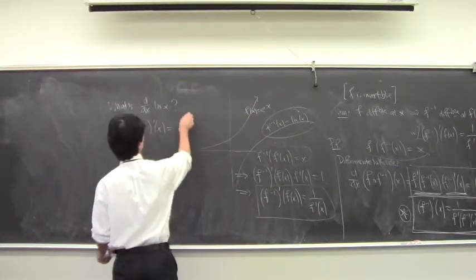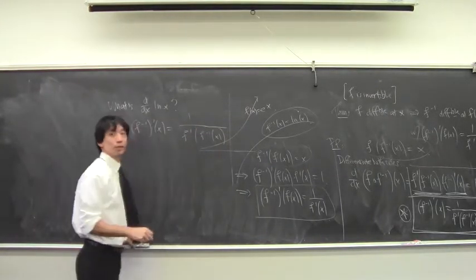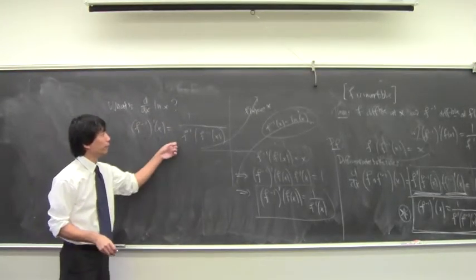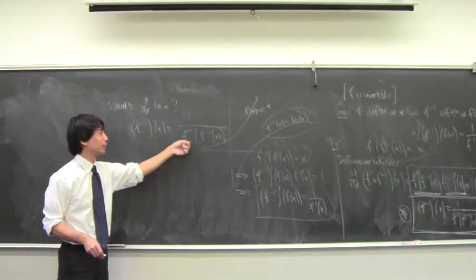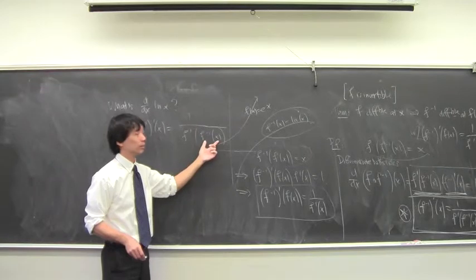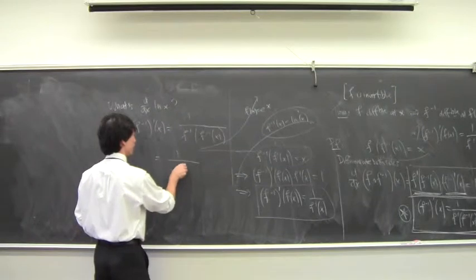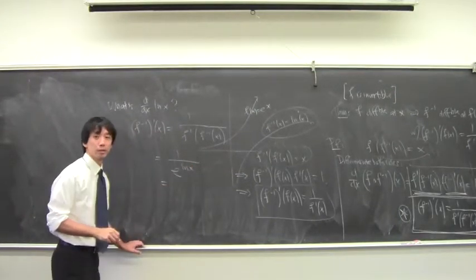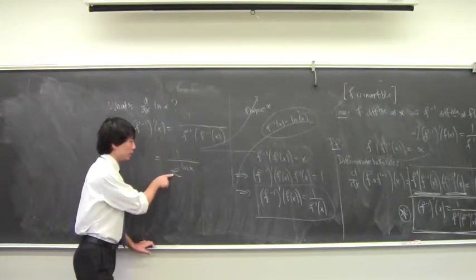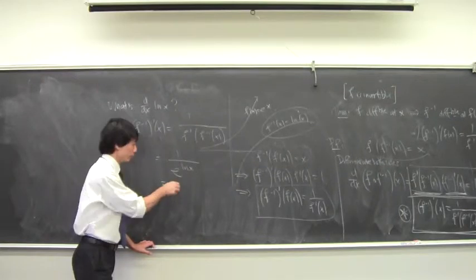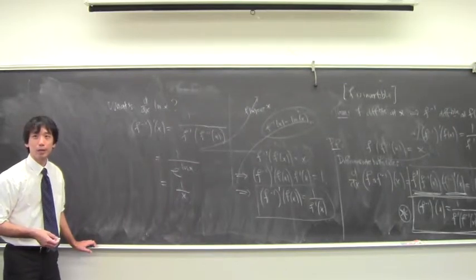Okay, so using the formula, we had f prime evaluated at f inverse. Well, f was the exponential function. What's f prime? The exponential function. And we evaluated at ln x, so we get 1 over the exponential function evaluated at ln x. Well, what's that? The exponential function evaluated at ln x is going to be x, so we get 1 over x. So the derivative of the natural log is 1 over x.